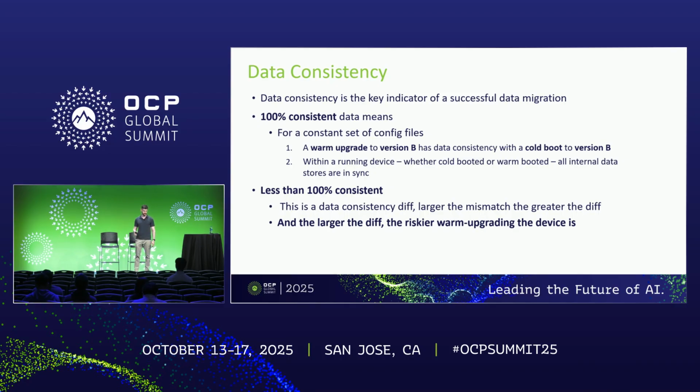Any less than 100% consistent, this is called a difference. And the larger the mismatch with this, the greater the difference. And when there is a larger difference, the riskier the warm upgrade will be.